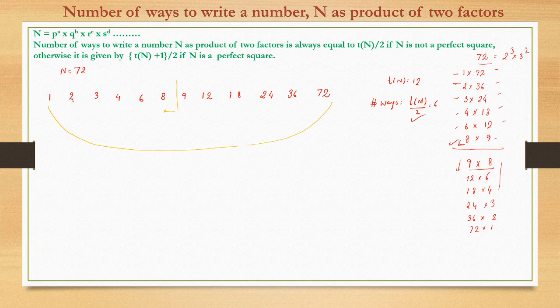1 into 72 is 72, then 2 into 36 is 72, 3 into 24 is 72, 4 into 18 is 72, 6 into 12 is 72, and 8 into 9 is 72. So we got the product 72 six times, right? So what is the product that we saw?